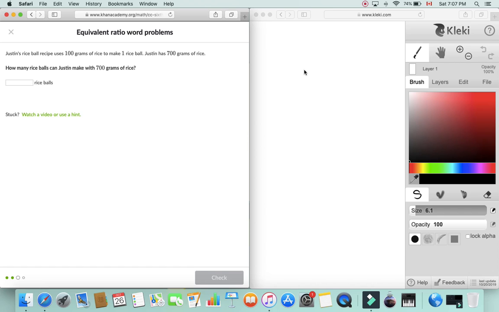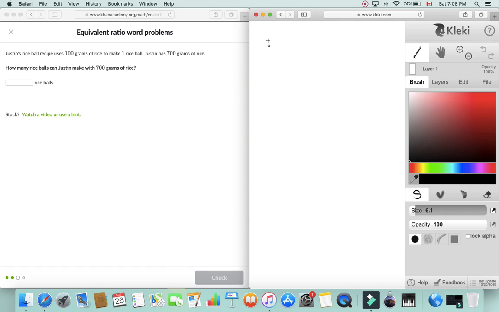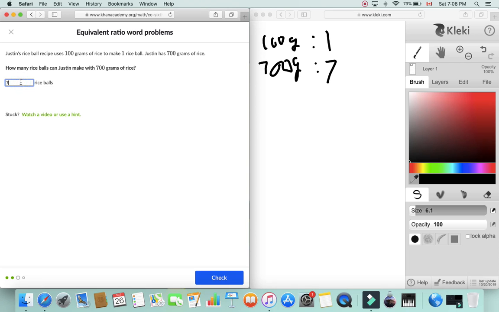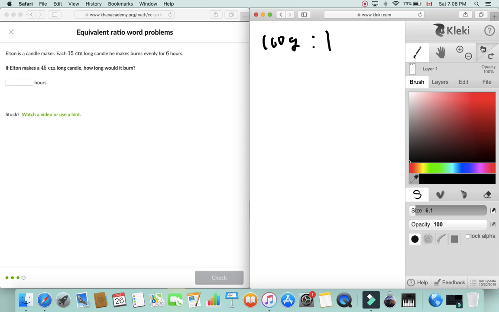Justin's rice ball recipe uses 100 grams of rice to make a rice ball. So 100 G to 1 rice ball. That's how much he makes. But how many rice balls can he make if there were 700 G? Well, we multiply by 7 on both sides. So therefore, it's going to be 7. This is fun.